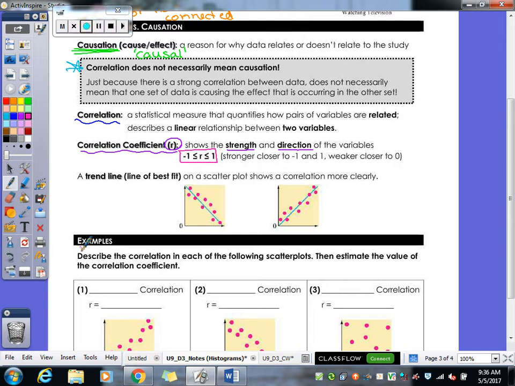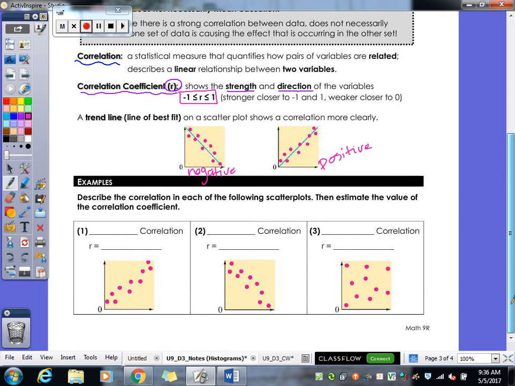So the way we figure out our correlation coefficient is using your trend line or your line of best fit. So like for example, this one here is a negative correlation because you have a negative sloping line. This one over here would be a positive correlation because your line of best fit is a positive sloping line. So the slope of your line also helps you determine your correlation.